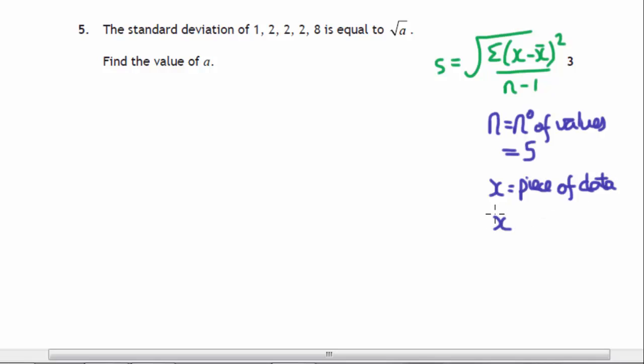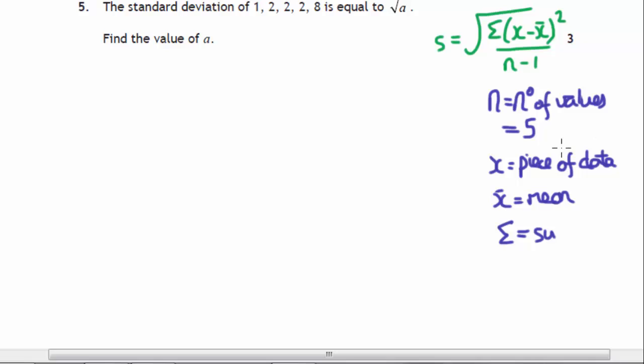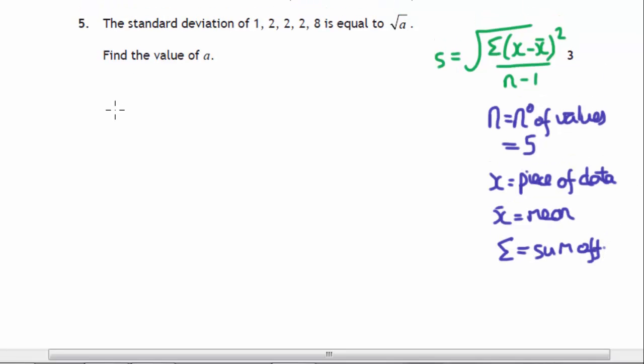That x with a wee line above it, that's the mean. And this is sum of. So once you actually know what these mean, then you can work all this out. So first thing we're going to do is look at what's the mean, right? The mean is you add up all these values and then divide by n, and we already know what n is anyway. n we worked out was 5.